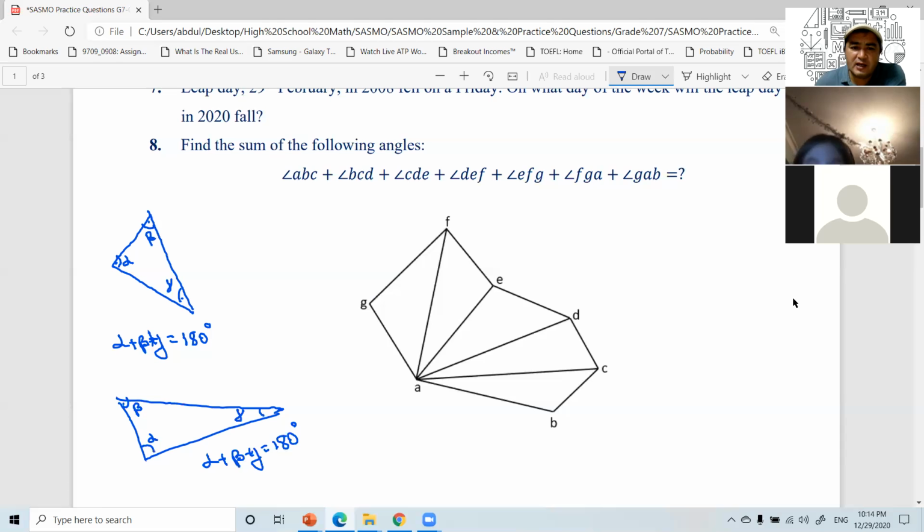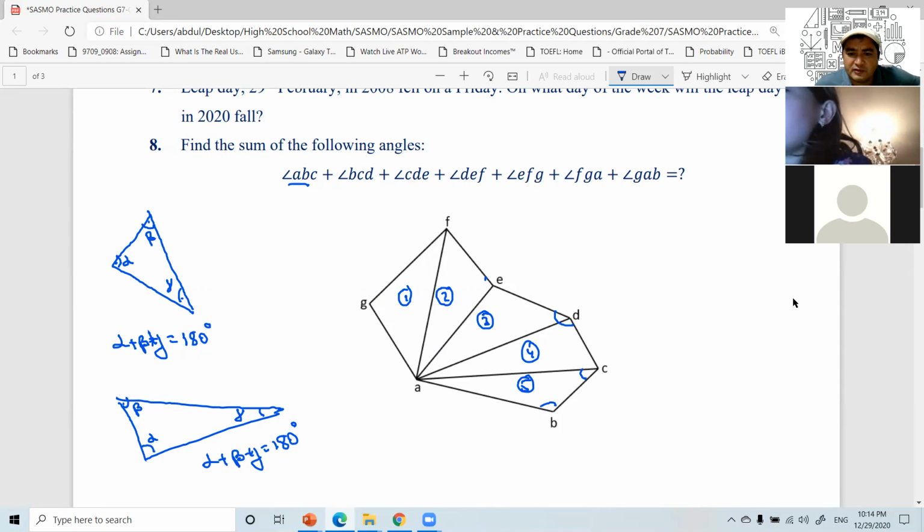Okay. So now if you look at this, how many triangles do we have? We have this one is the first one, and this one is the second one, and this one is the third one. We have 4 and 5, right? As you see here, what is angle ABC? ABC is this angle, right? And BCD is this angle. And CDE, what is CDE? It is this angle, for example.